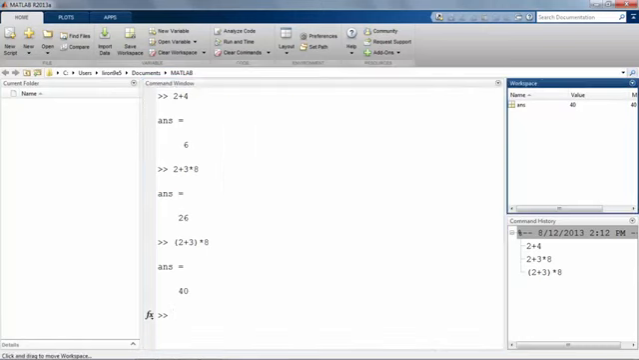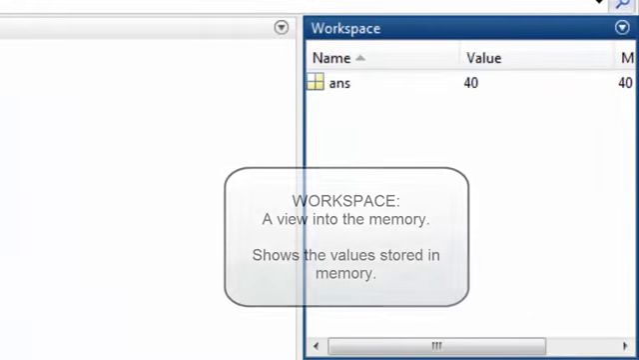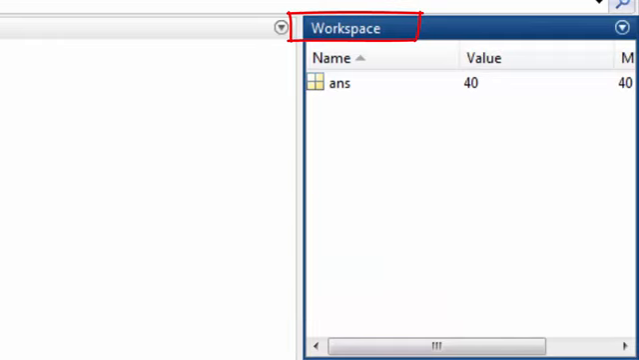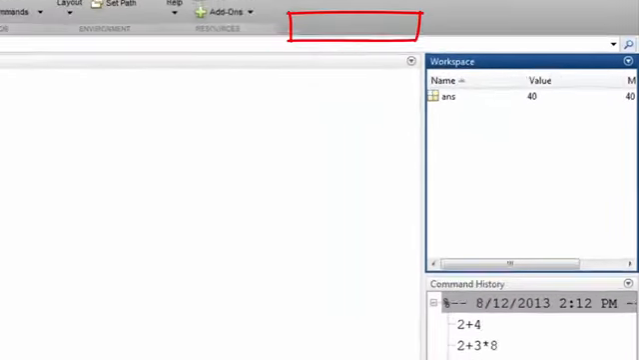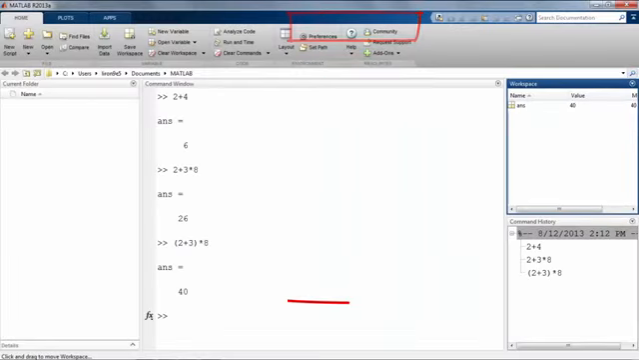The one addition that we do not see on our calculator is the workspace. This is a view into the memory. What values are stored behind the scenes? As you can see, ANS is there only once, not 3 times. It only stored the latest answer, which was my 40.